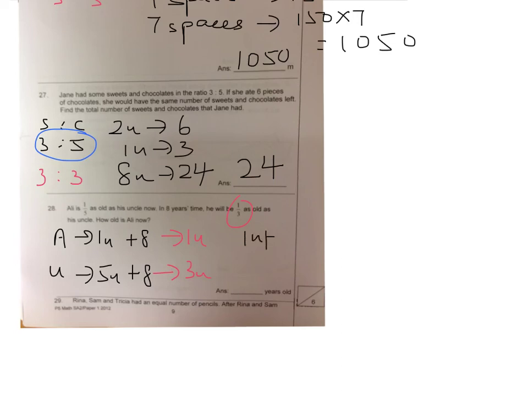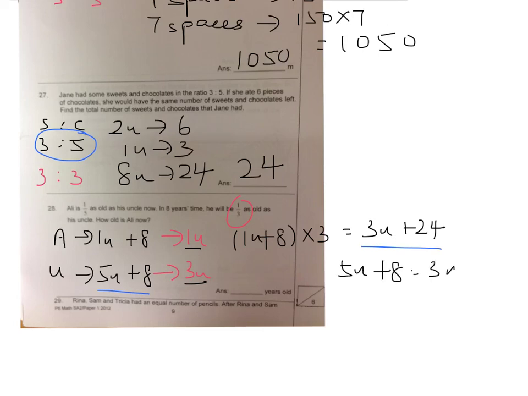So 1 unit plus 8 is currently 1 unit. You've got to make it to 3 units, so we times 3. That will be 3 units, plus 8 times 3, 8, 16, 24. This is equals to this. Alright, so we've got to equate them and solve it. 5 units plus 8 is equals to 3 units plus 24.